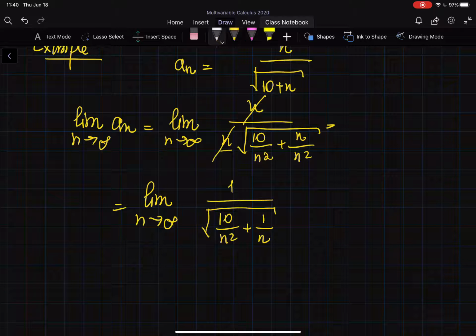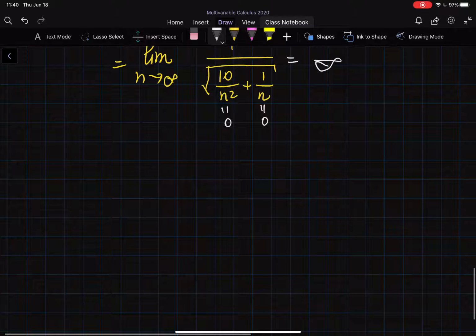Whenever n goes to infinity, this term goes to 0, this term goes to 0, so 1 over 0 is going to give you infinity. So we say that this sequence is going to diverge, or is a divergent sequence. There are a couple of rules for finding the limits of sequences, which are very similar to the limits of functions.